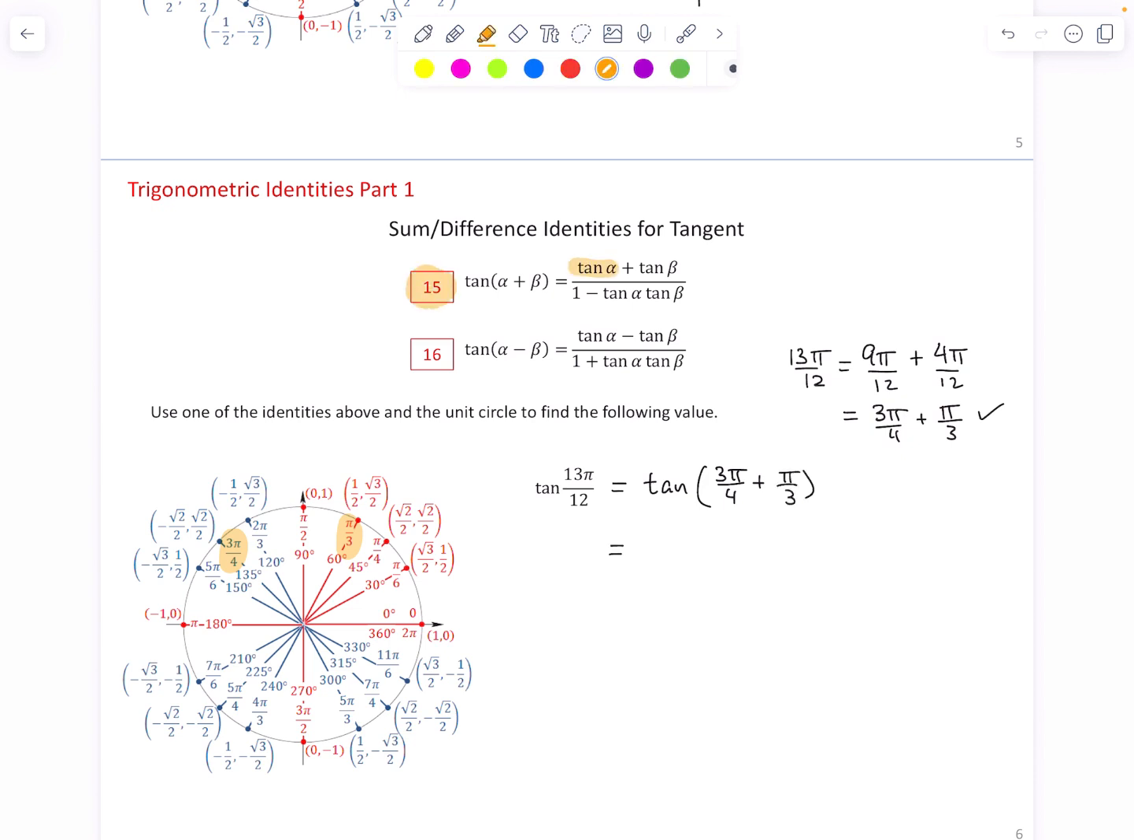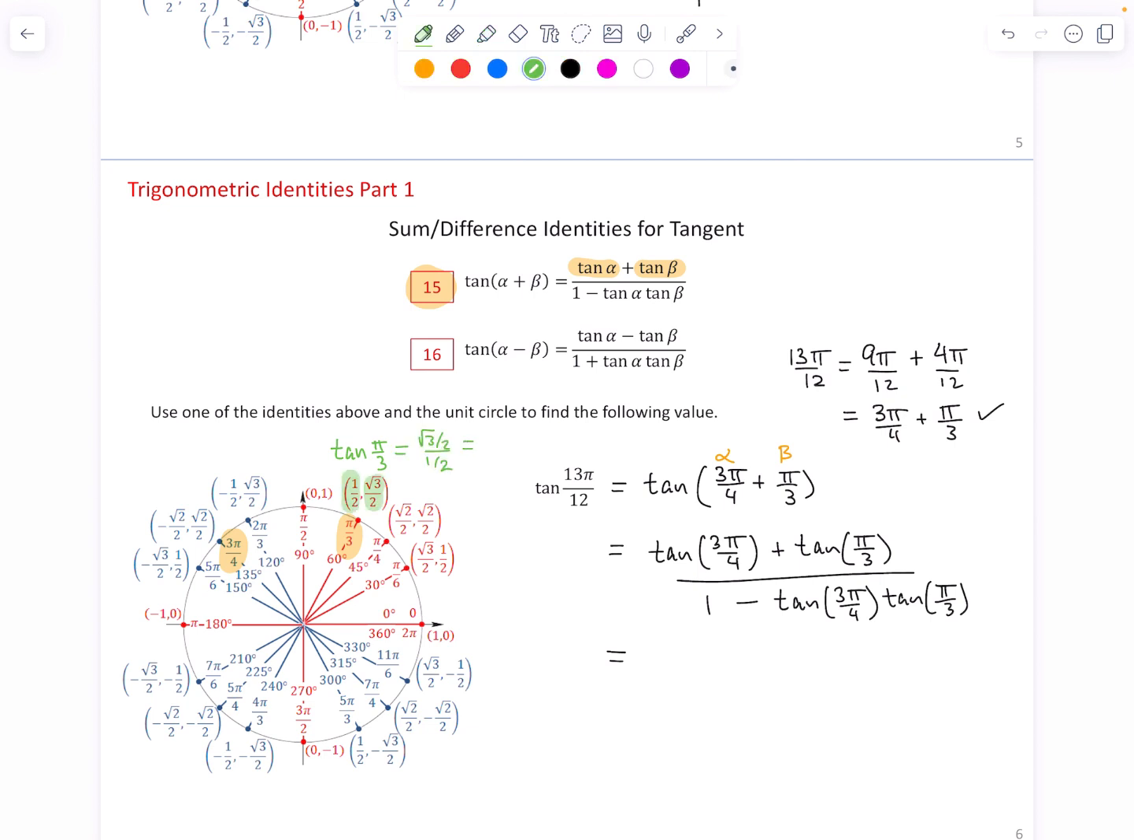So we do tangent of alpha, where alpha is 3 pi fourths, plus, and now we do tangent of beta, where beta is this pi thirds, and then all over 1 minus the product of these two tangents. Now tangent of pi thirds. Tangent is sine divided by cosine. So we do the second coordinate divided by the first coordinate. And this simplifies to just rad 3. And tangent of 3 pi fourths, we do sine divided by cosine at this angle, so second coordinate divided by first coordinate, and this simplifies to negative 1.